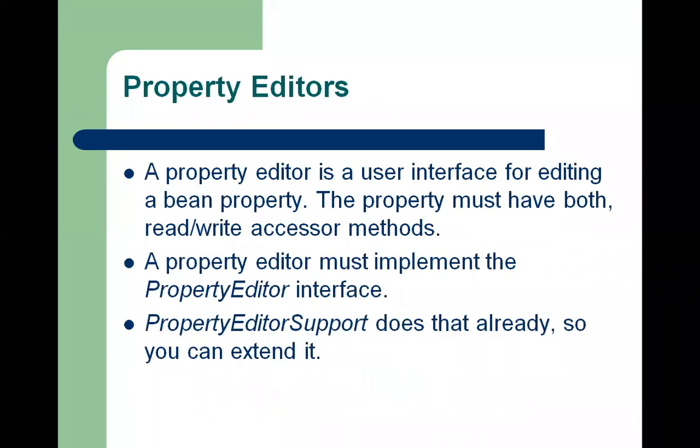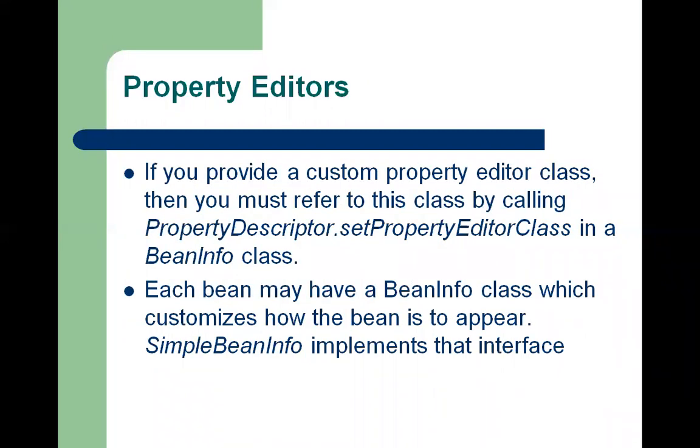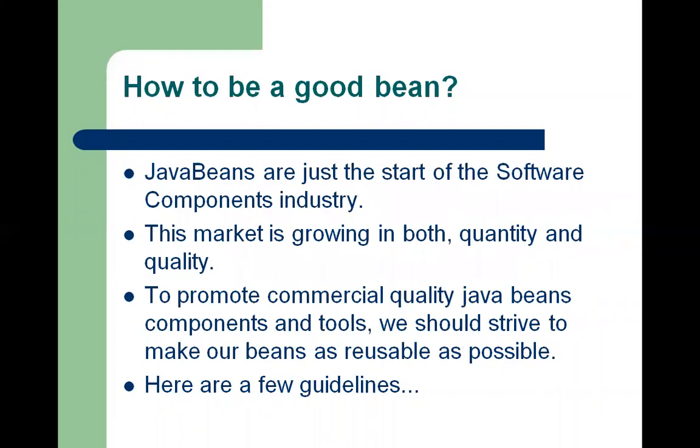Now, what are the property editors? We understand what property editors are. For painting support, we have paint. For bean support, we have Visual Java, and all those examples we have in our notes. Property editors have a property descriptor or set property editor class. With the help of that, the simple bean info works on it. How do we go about making a good bean? We need to start with a component.